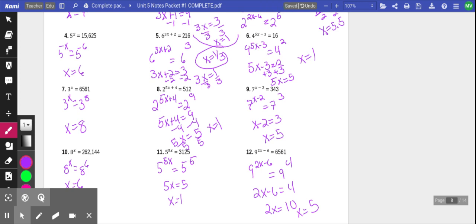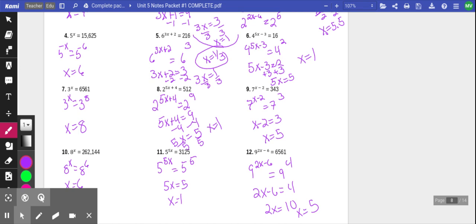Okay, so on number 4, 5 to the 6th is 15,625. So that means x equals 6. Number 5, 6 cubed is 216. So then I set 3x plus 2 equal to 3. Gives me x equals 1/3. Number 6, I rewrite 16 as 4 squared, which means 5x minus 3 equals 2. Gives me x equals 1. 7, 3 to the 8th equals 6,561. So x equals 8. Number 8, 2 to the 9th is 512. So 5x plus 4 equals 9. I solve that and I get x equals 1.